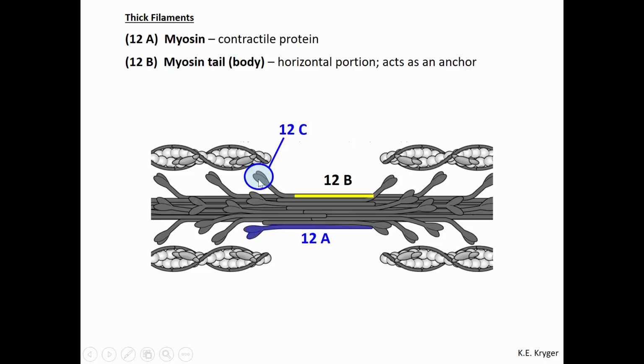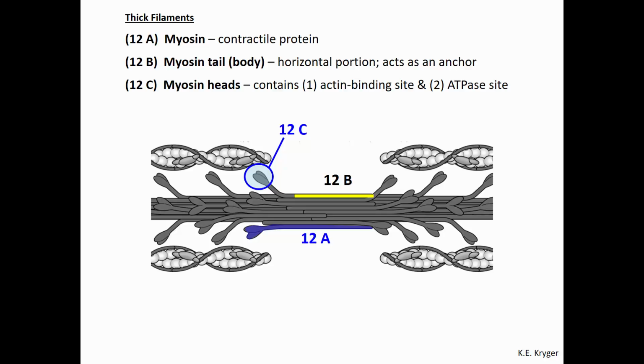12C, right, which I have circled here, we have the myosin heads. There's 2 heads. One contains an actin binding site. An actin binding site, it tells you what it's going to bind to. Actin. The other one contains an ATPase site. So ase indicates enzyme. That's going to break apart ATP, right? ATPase site. So an actin binding site, because it binds to actin, and an ATPase site.